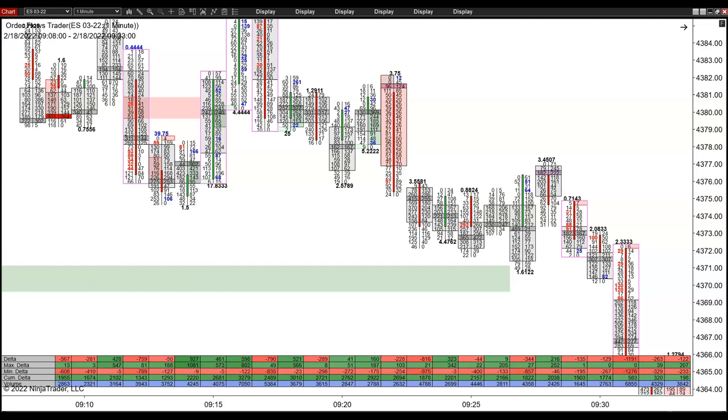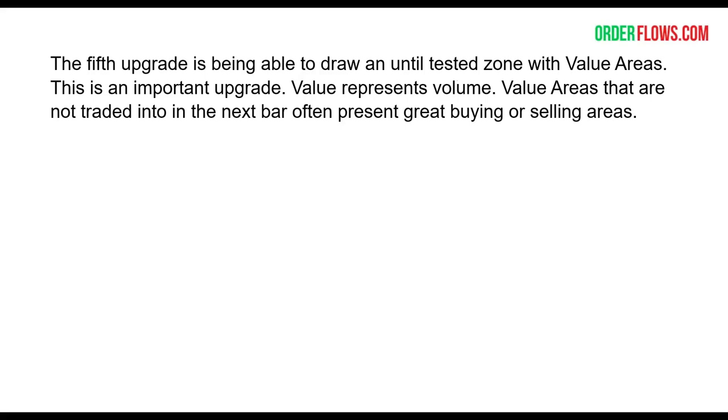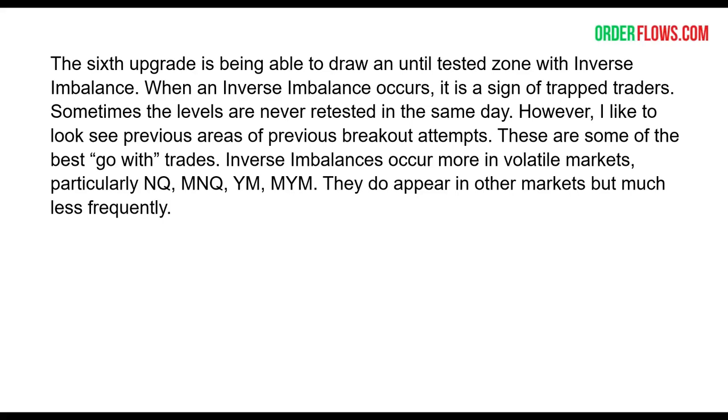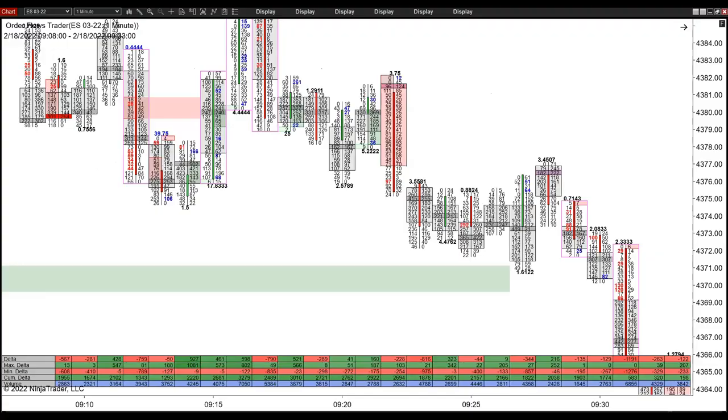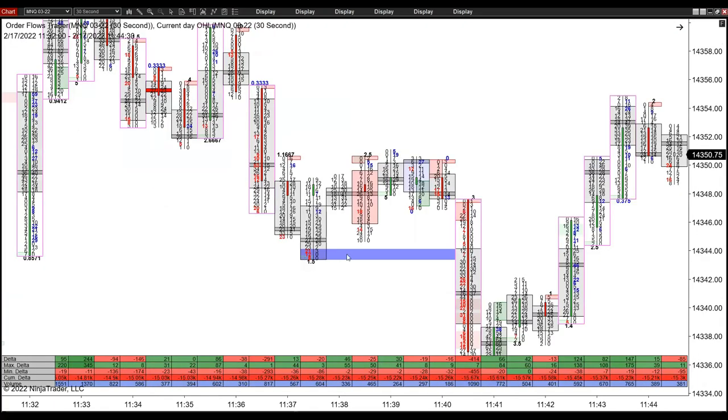Now, the next one, I was supposed to first talk about the value area, but I'll come back to that one. I'll talk about the inverse imbalance zones. Okay, again, until tested. Now, this was one that we had a lot of trouble with, I'll admit, because when you're dealing with imbalance inversals, what's causing it, right? What's a sign of trapped traders?